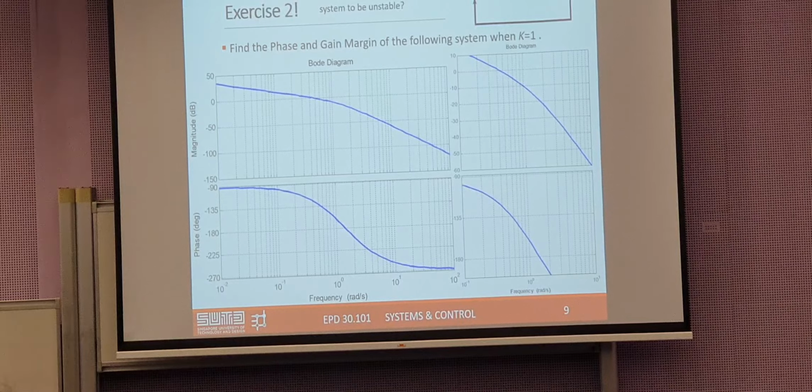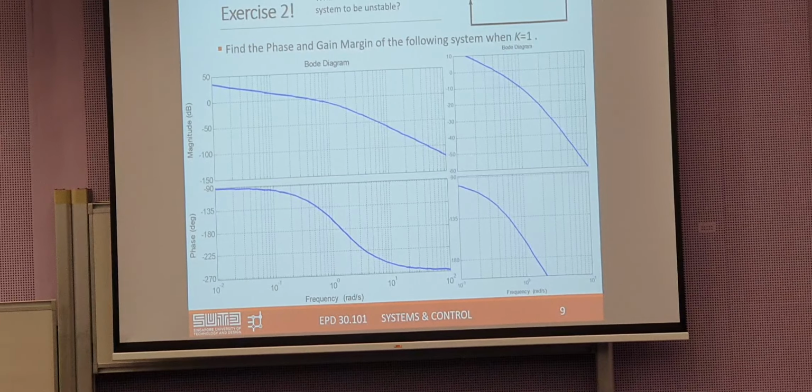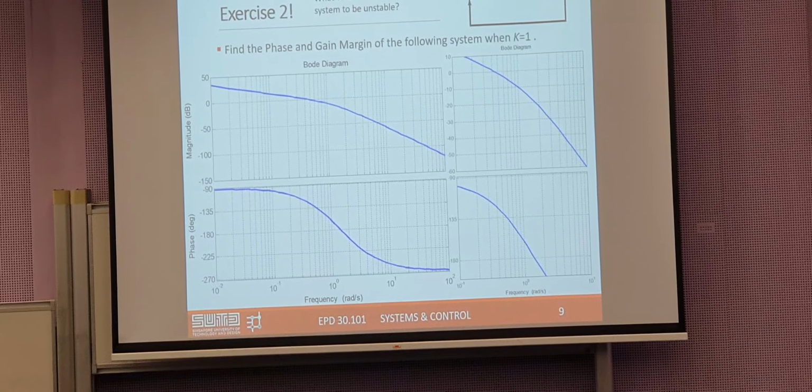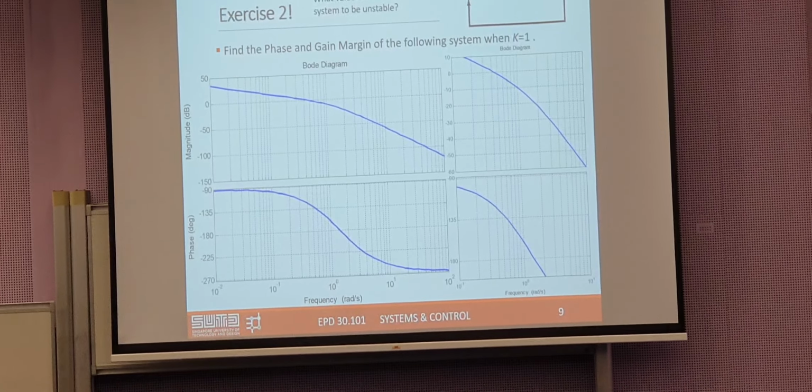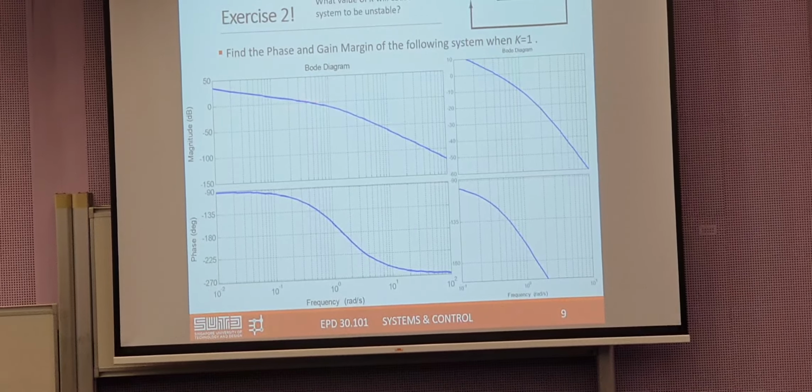Estimate, life is about estimation. Okay, so that is the gain margin. But that's not enough. I need to know the phase margin as well. Phase margin is you look for the 0 dB. So from here, you find the intersection and you go down.